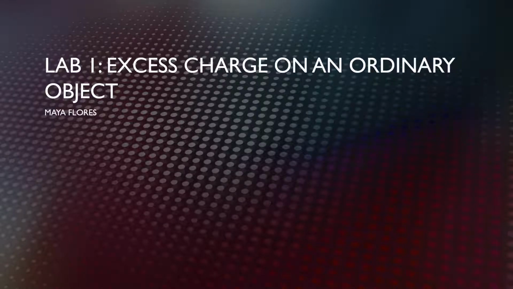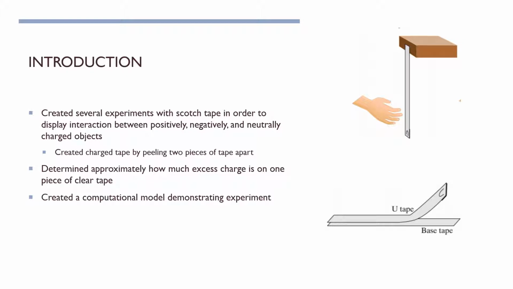This is my video for Lab 1, Excess Charge on an Ordinary Object. In order to quickly introduce the lab, we created several experiments with clear Scotch tape in order to display the interaction between charged objects. We created this tape by peeling two pieces of tape apart, leaving us with a charged U-tape. We mainly determined approximately how much excess charge was on one piece of clear tape, and then used this to create a computational model to demonstrate what we learned.